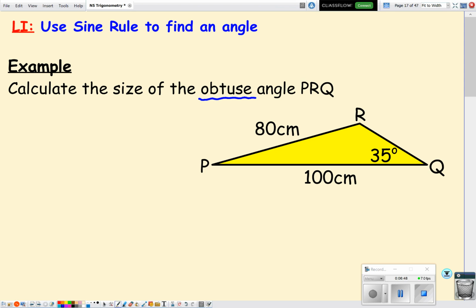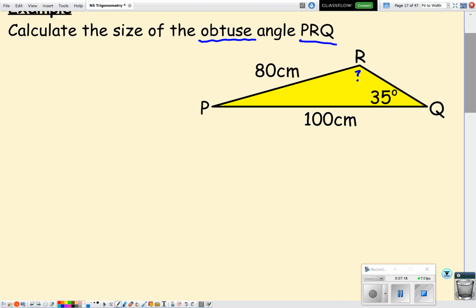So the difference with this example compared to the last one will come right at the very end of when I get to the end of the work in here. Okay, so for now, let's just do everything the same as we did with the last example. So we've got triangle PRQ, we've defined the size of angle PRQ, which is this one here, which as you can see is clearly obtuse by the diagram.